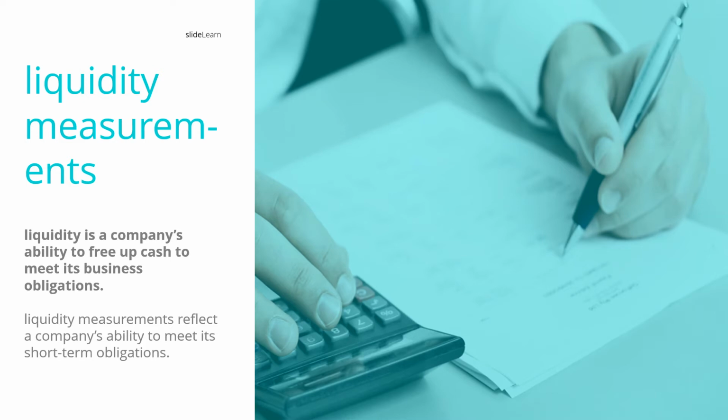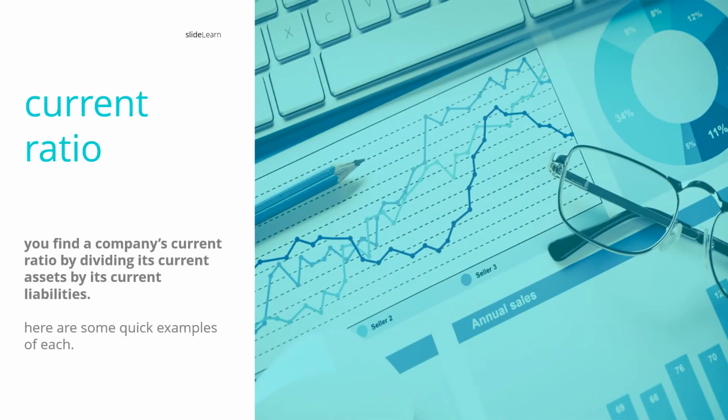Your financial accounting textbook discusses three principal evaluations to measure liquidity: current ratio, acid test ratio, and working capital. You express working capital as a dollar amount. These measurements are all easier to understand if you use account balances to work through them, so let's get to work computing some figures. You find a company's current ratio by dividing its current assets by its current liabilities. Here are some quick examples of each.